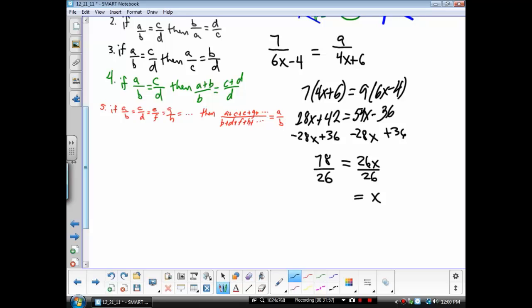And then I think, okay, what does this go into? And you can help me out there with your calculator. 13 goes into 26. Does 13 go into 78? Yeah. Anyway, x equals 3. Thank you. Oops.